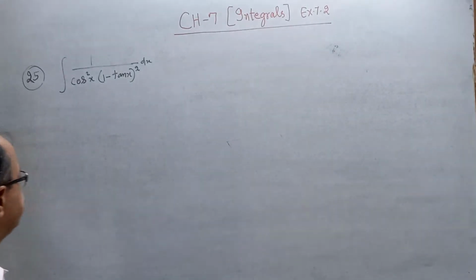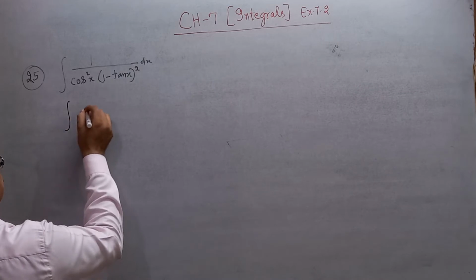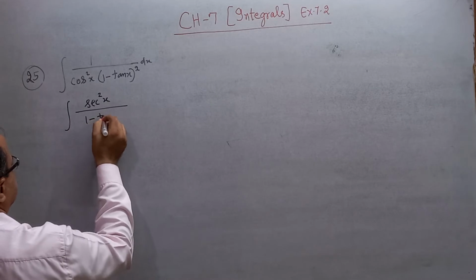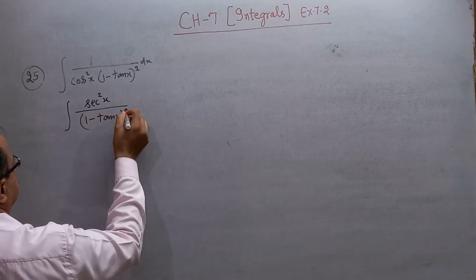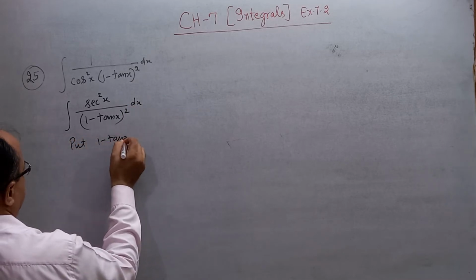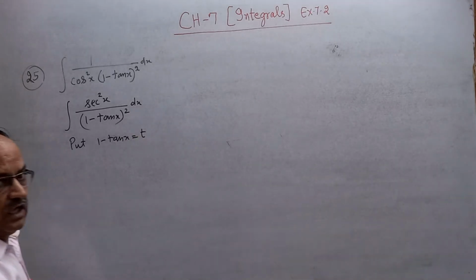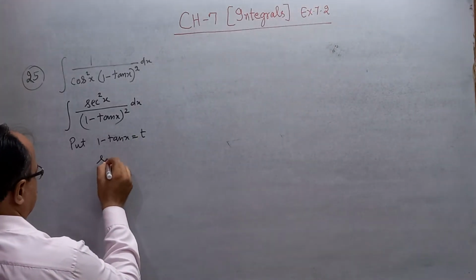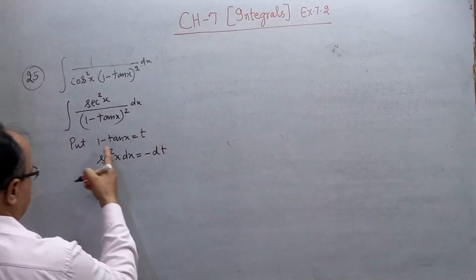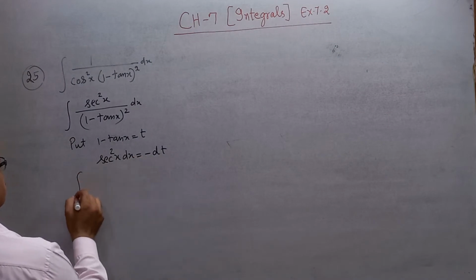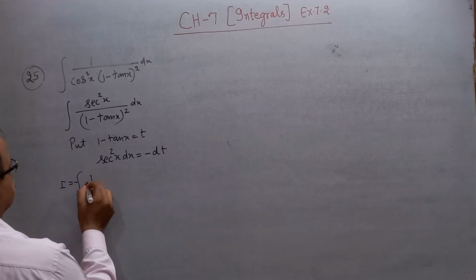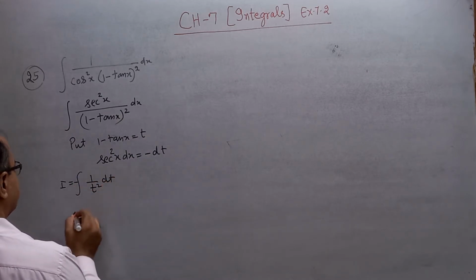You know that the derivative of tan x is sec square x. Firstly, convert the question: 1 by cos square x, sec square x upon (1 minus tan x) whole square dx. Put 1 minus tan x is equal to t, and the derivative of tan x, sec square x dx is equal to minus dt. This minus from here, shift it here. Sec square x dx you can write minus dt, minus outside, 1 upon t square dt.